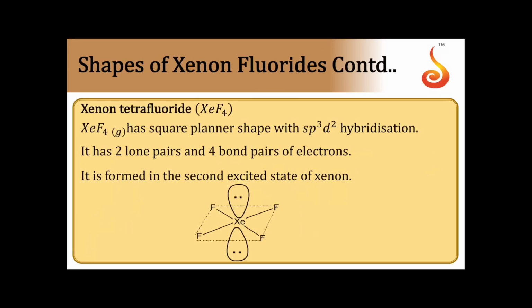Then next compound, xenon XeF4 now. Total number of pairs again here. It is having totally 4 bond pairs and 2 lone pairs. 4 bond pairs, 2 lone pairs. Altogether we have 6 pairs. 6 pairs comes under sp3d2 hybridization we have. sp3d2 hybridization now. Let us see how it is formed in the second excited state.